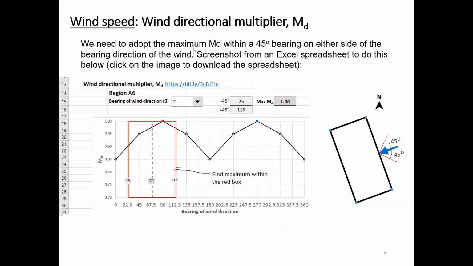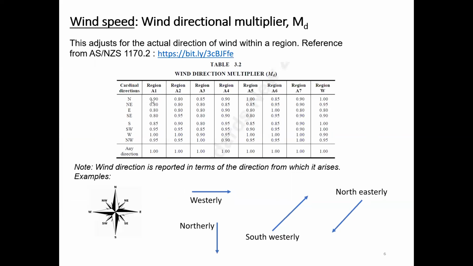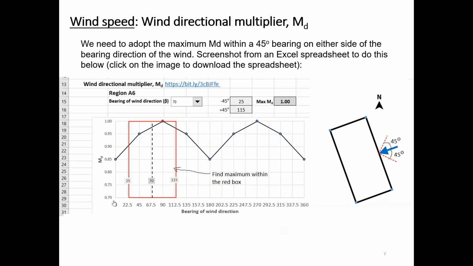We need to adopt the maximum MD within a 45-degree range. So how do you determine this? You've got these values here. What you do is you plot them from 0 to 360 degrees bearing. You all know what bearing is. So we plot a number for 0, 45, 90, 135, 180, 225, 270, 315, and 360 degrees. So we've got values for every 45 degrees. You plot them and you join them up.